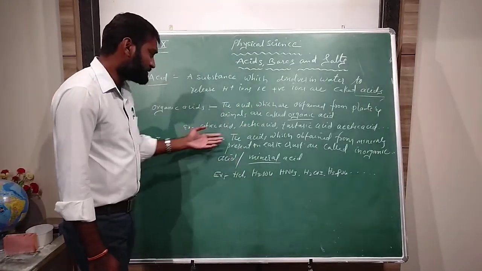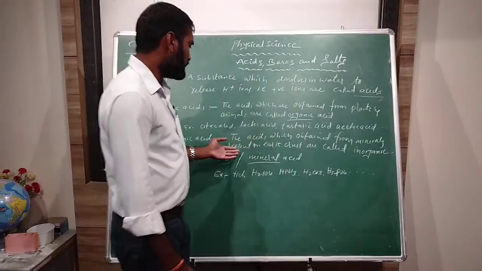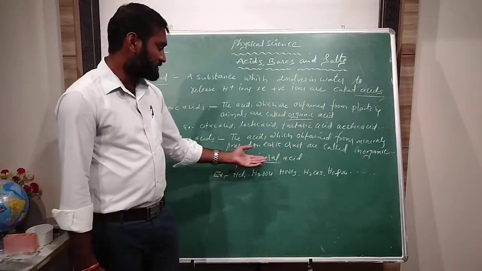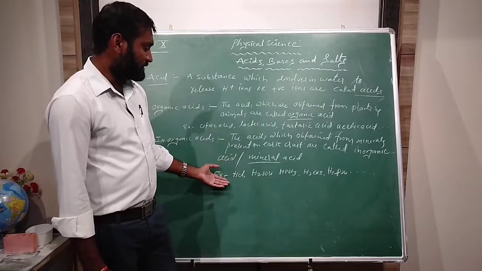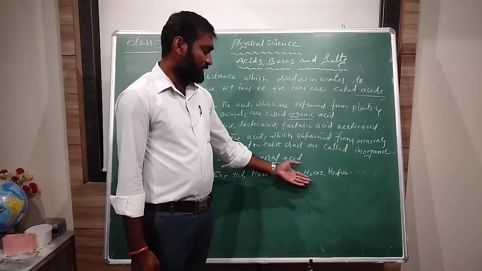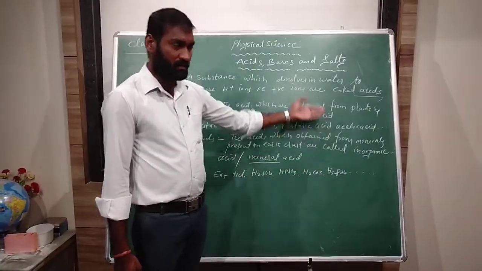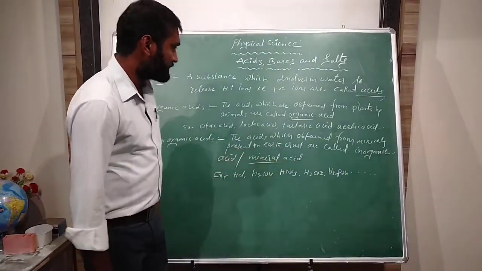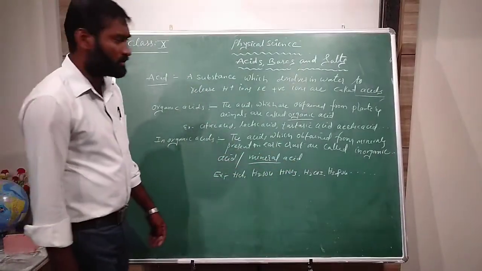Okay, inorganic acids: the acids which are obtained from minerals present in Earth's crust are called inorganic acids. These are called mineral acids: HCl, H2SO4, HNO3, H2CO3, H3PO4, etc. All are examples of these mineral acids. Okay, if you want to note down, students.